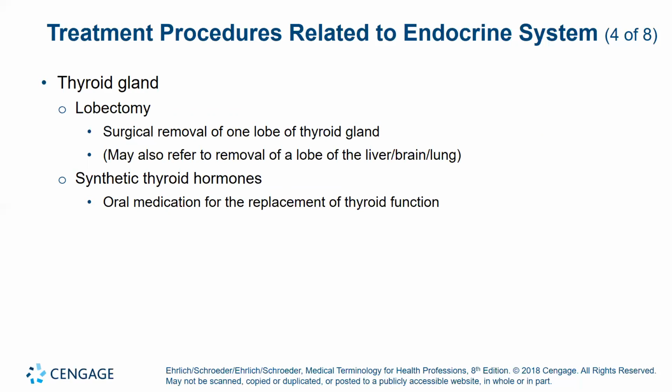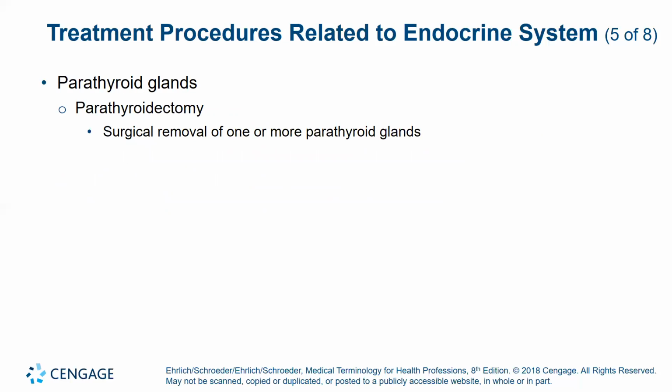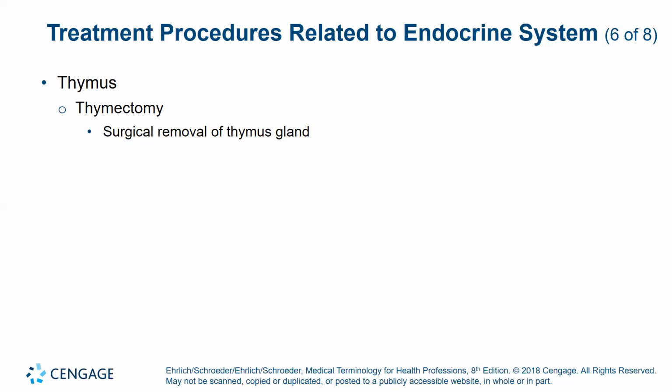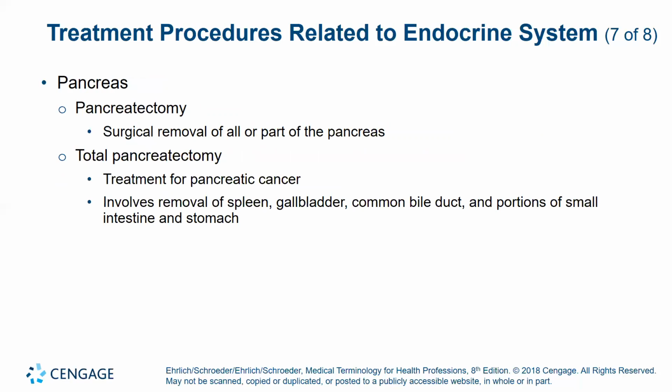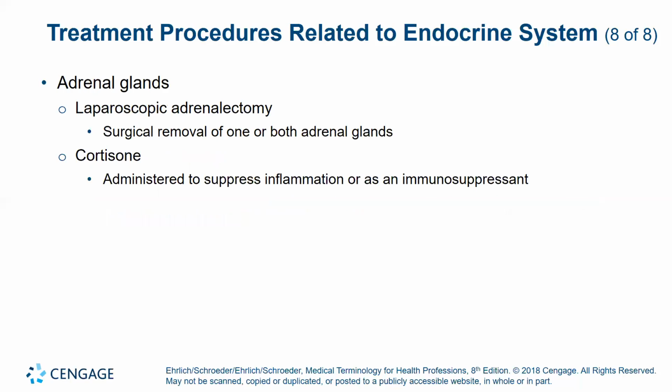Synthetic thyroid hormones are an oral medication for the replacement of thyroid function. We have the parathyroid glands, and parathyroidectomy, which is surgical removal of one or more parathyroid glands. The thymus: surgery could be thymectomy, a surgical removal of the thymus gland. Pancreas: pancreatectomy is surgical removal of all or part of the pancreas. Then we have a total pancreatectomy, a treatment for pancreatic cancer. This would involve removal of the spleen, gallbladder, common bile duct, and portions of the small intestine and stomach. So it's called a total pancreatectomy.